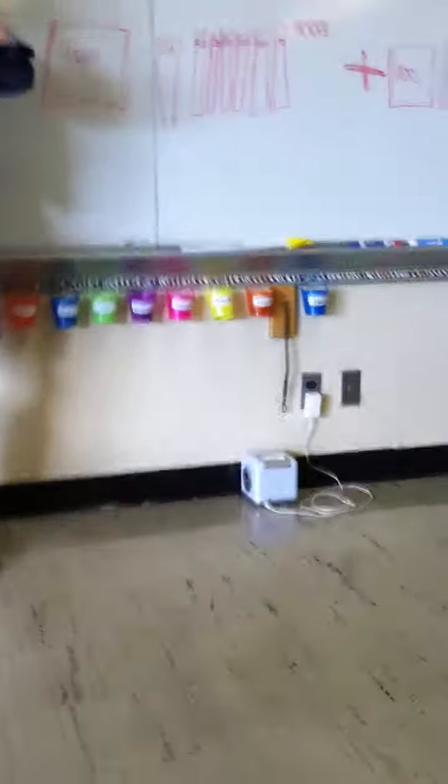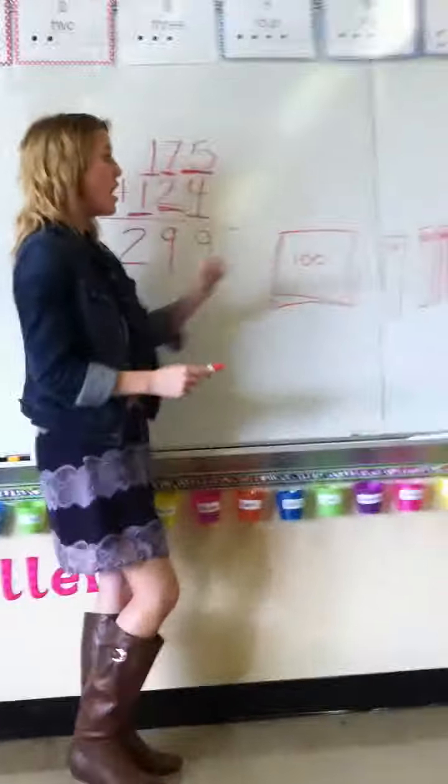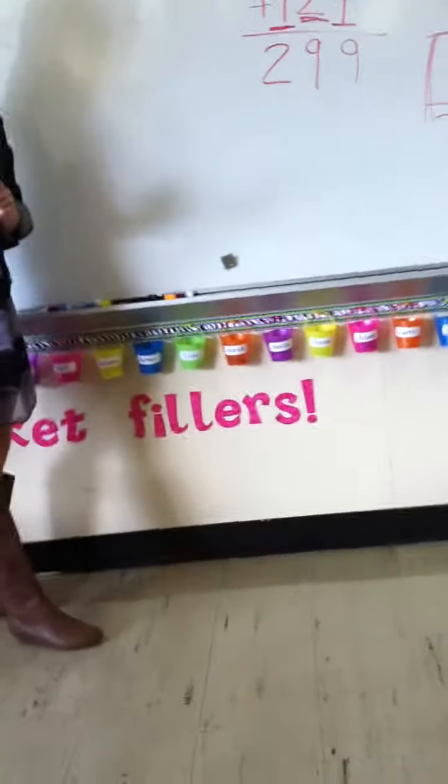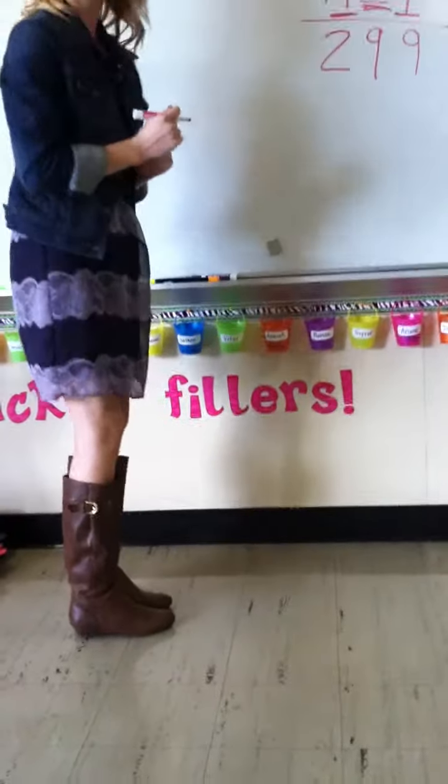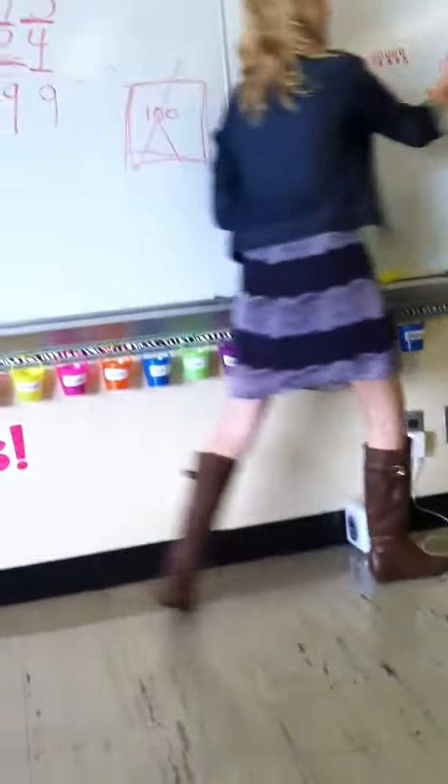Now an easy way to add all these together would be to first count our hundreds, right? Let's first add our hundreds together. We have one set of 100 plus one set of 100. So how many hundreds do we have? Shyla? 2. We have 2 hundreds. So we have 200.